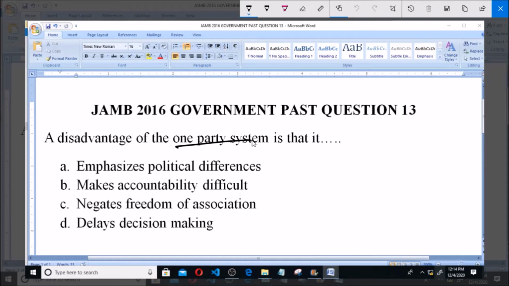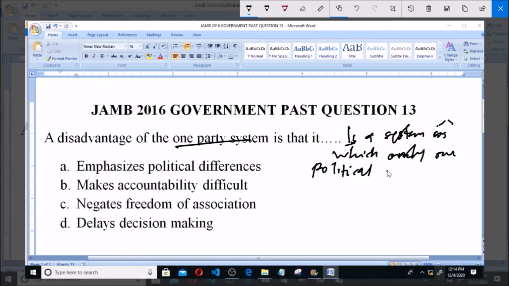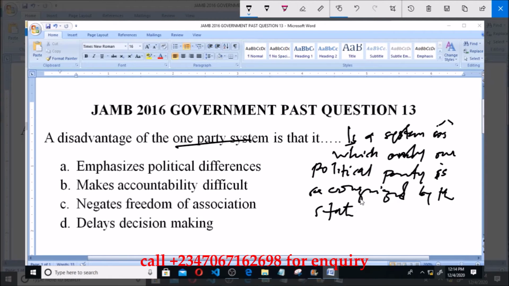Now, I want to talk of one-party system. It is a system in which only one political party is recognized by the state. So option A says emphasizes political differences.